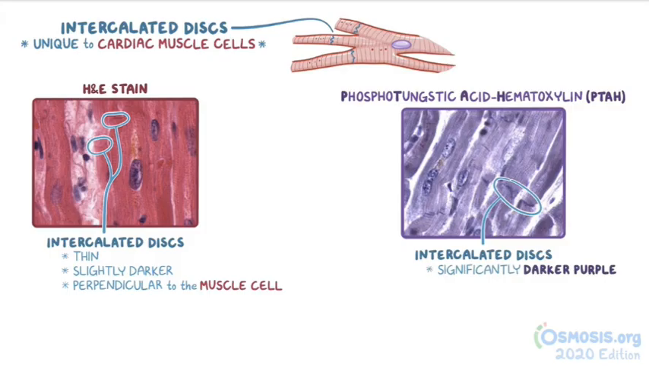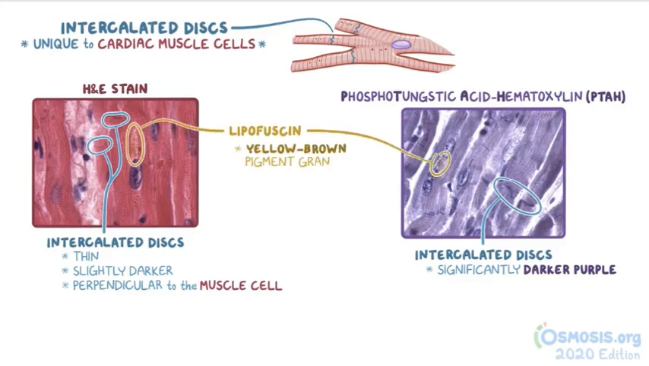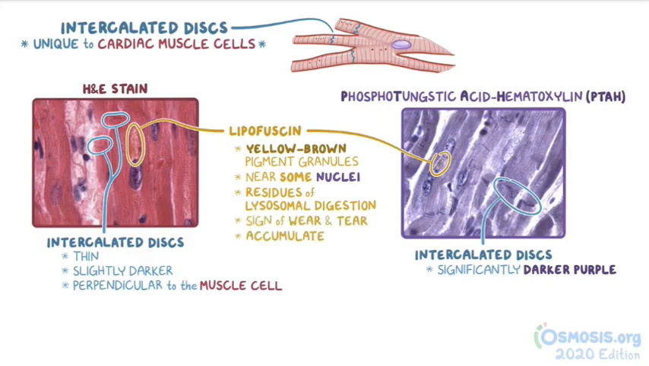Whether the section of cardiac muscle was stained with H&E or PTAH, lipofuscin will be seen as the yellow-brown pigment granules found near some nuclei. These granules are residues of lysosomal digestion, and they're considered to be a sign of wear and tear that accumulate in cardiac muscle tissue with age.